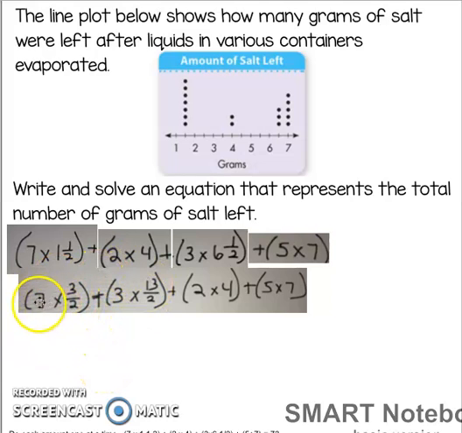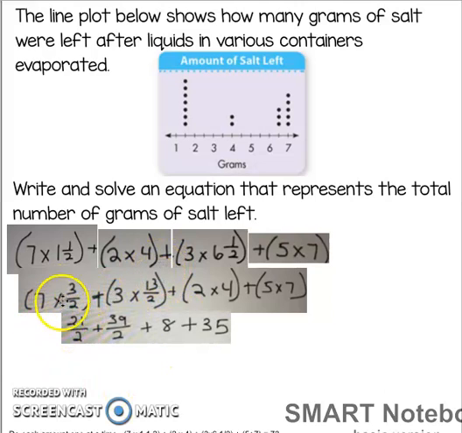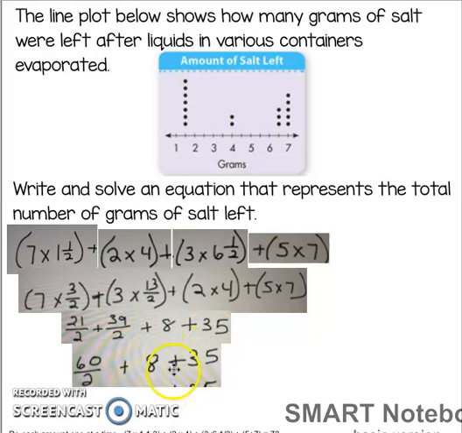Then you're just going to put 7 over 1 and multiply it across. This is going to become 7 times 3 over 2, which is 21 halves, and 39 halves. 2 times 4 is 8, 5 times 7 is 35. Then I just combined the two fractions. They had common denominators, so it was pretty easy.